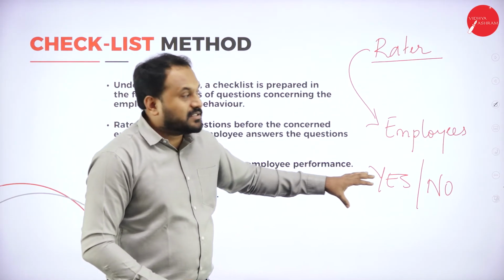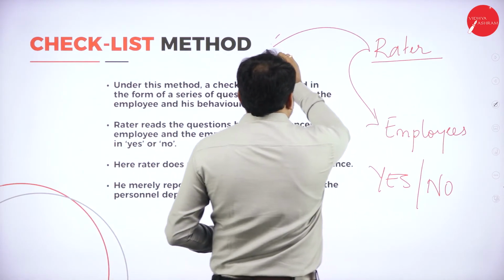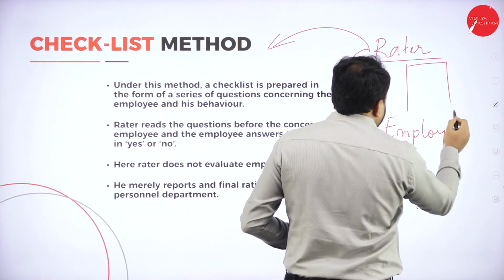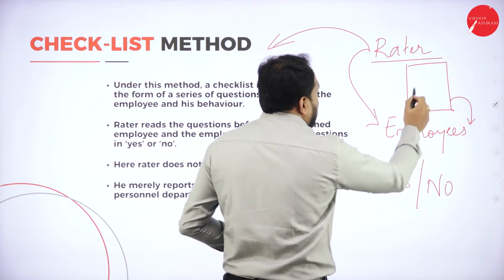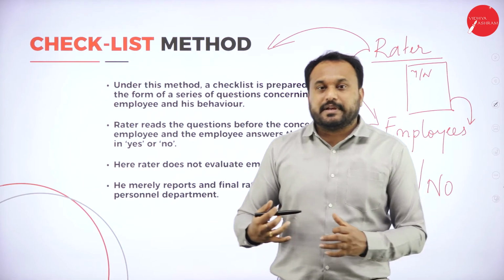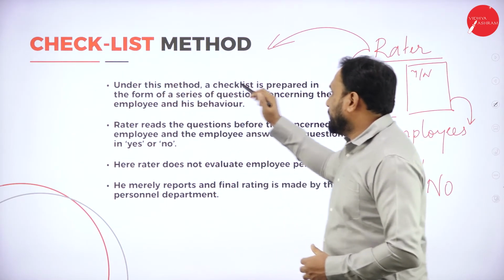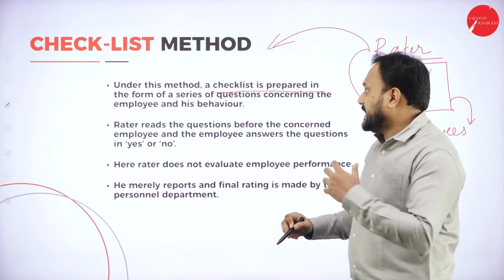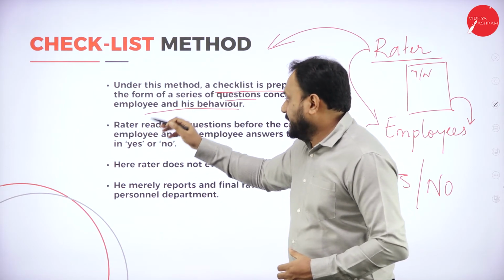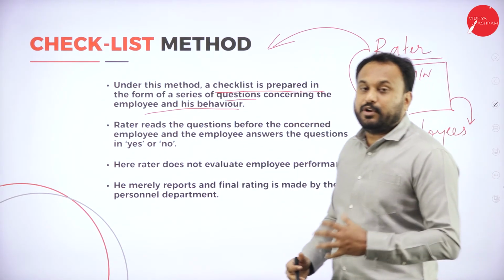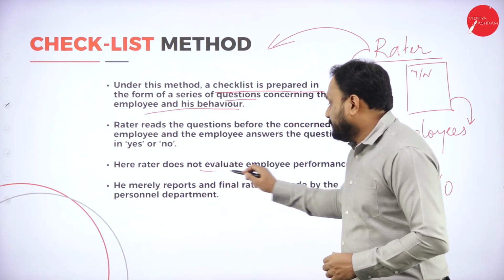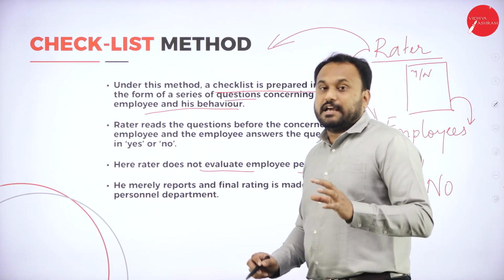According to those answers, the rater will go with a checklist. That is, the rater will prepare a questionnaire where the employees will start answering with yes or no. On that basis, we go with the performance appraisal method. Under this method, a checklist is prepared in the form of a series of questions concerning the employee and his behavior. The rater reads the question before the concerned employee, and the employee will answer with yes or no. Here the rater does not evaluate employee performance.